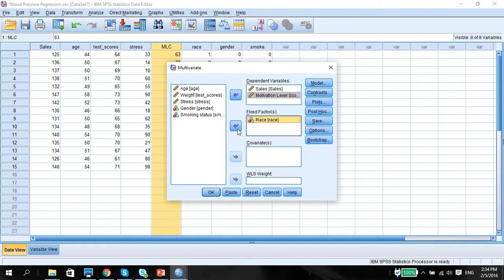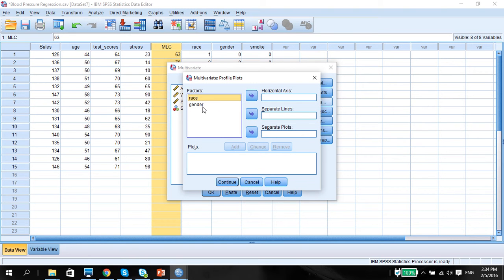I'm going to put in the race and the gender as the fixed factors for now. In the plots, again, as from my previous ANOVA video, I'm going to put in the race, the one with more categories, on the horizontal axis, and put the gender on separate lines, and I press add. So now, as different from the ANOVA video, this MANOVA video is going to produce for you two separate graphs. One interaction graph for sales and one interaction graph for MLC.